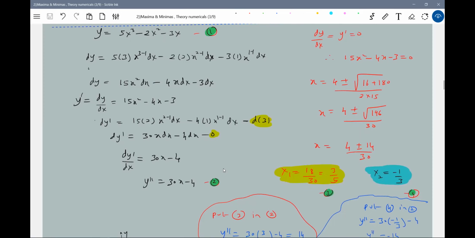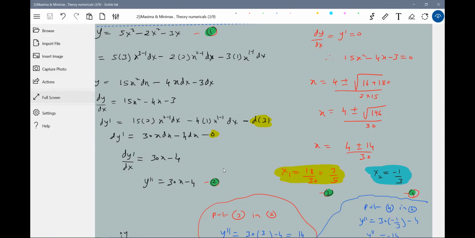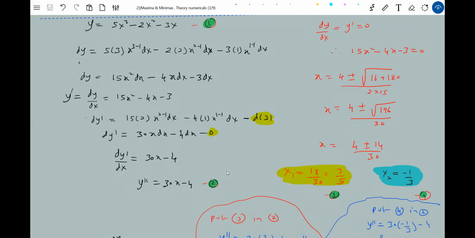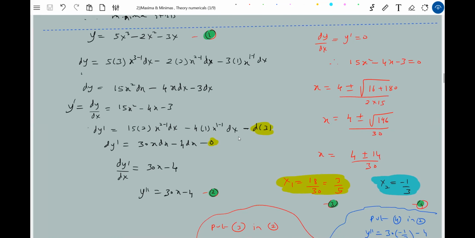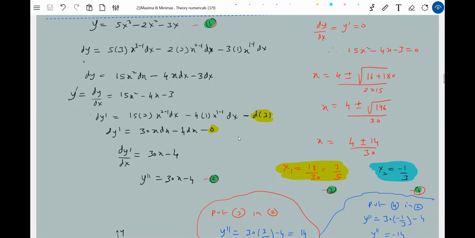Okay, I have one more: 5x cubed minus 2x square minus 3x. Let me define it. I'm searching whether any maxima or minima exist for this given function. Let's see this. I'll proceed in this way. Let me differentiate this. The first order derivative of this will be equal to 15x square, 3 into 5, 15, 15x square minus 4x minus 3.